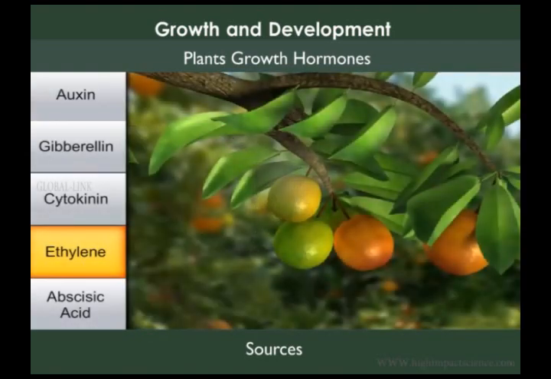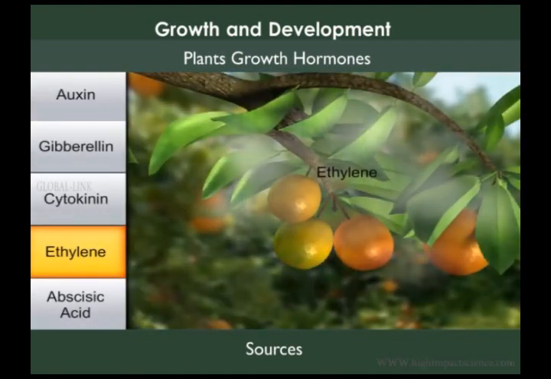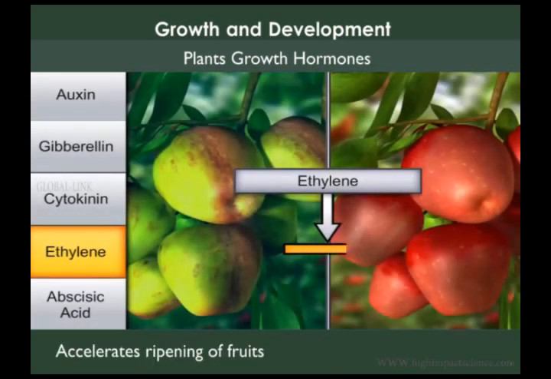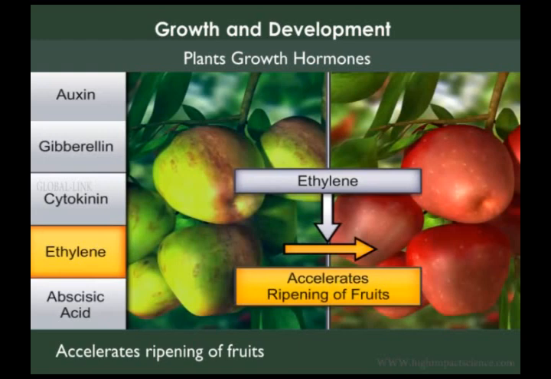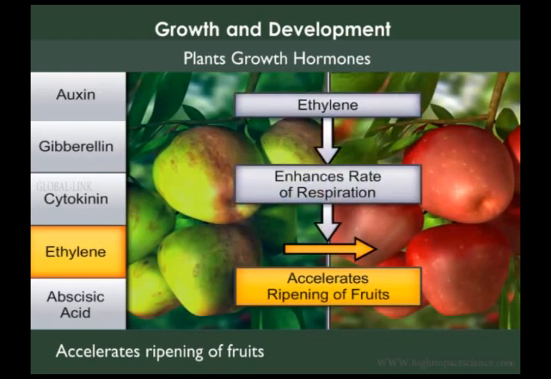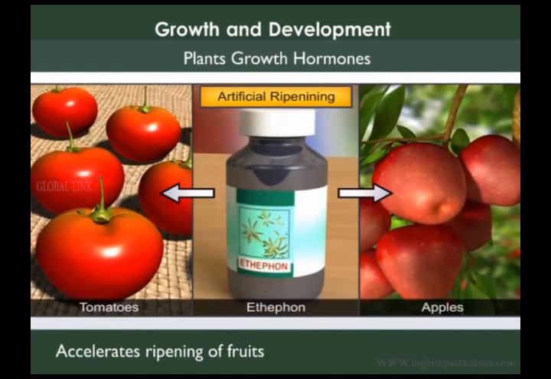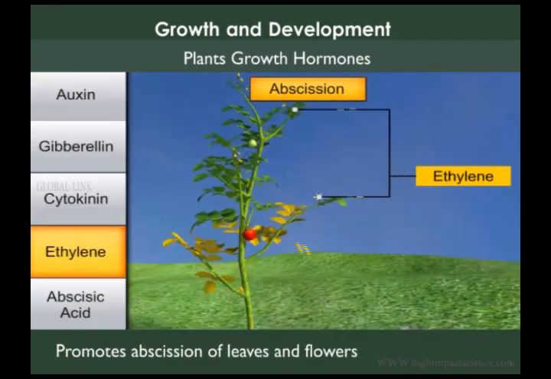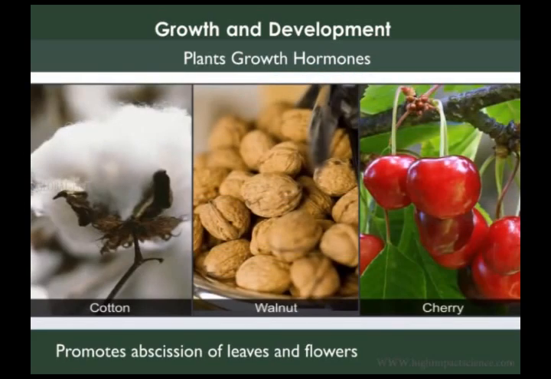Ethylene gas is released from ethephon, which accelerates the ripening of fruits by enhancing the rate of respiration. It is therefore used in the artificial ripening of tomatoes and apples. It promotes the abscission of leaves and flowers, and thus favors the thinning of cotton, walnut, and cherry.